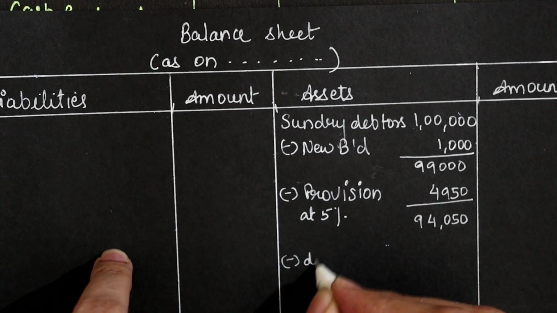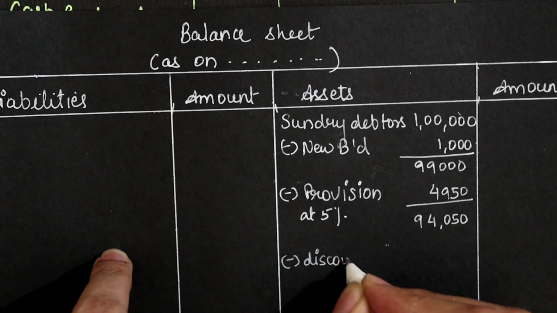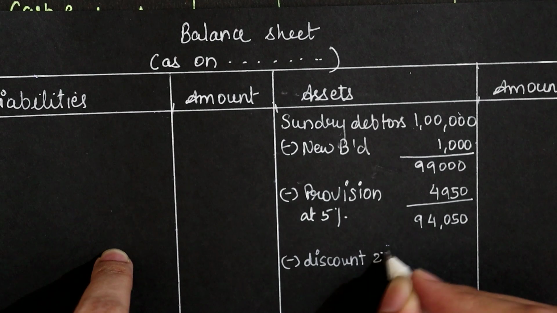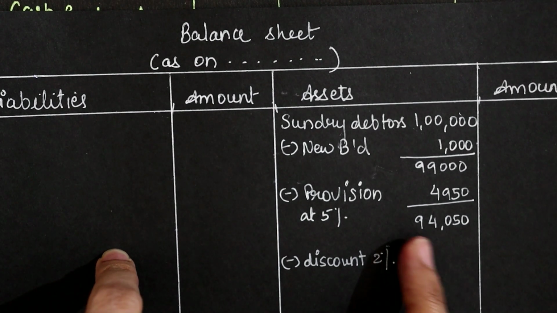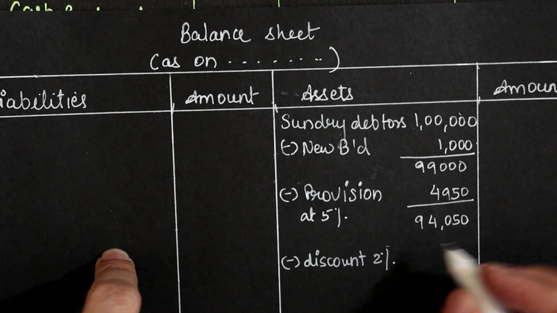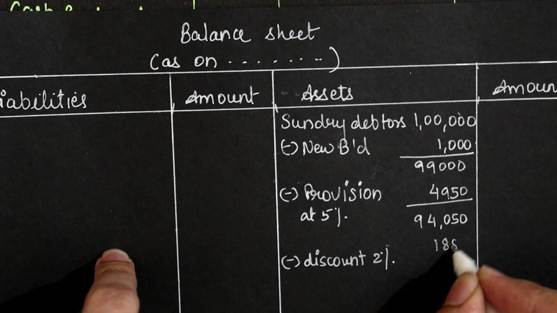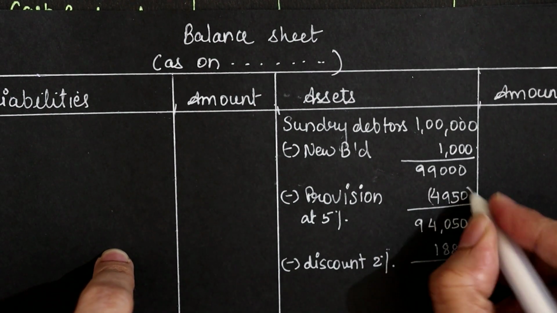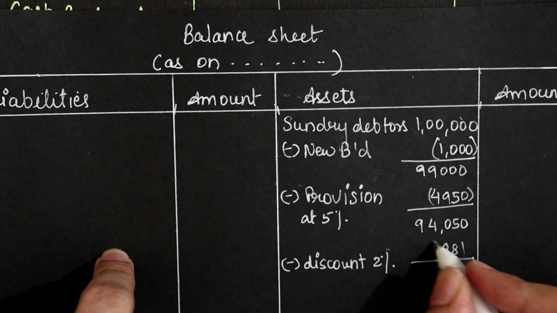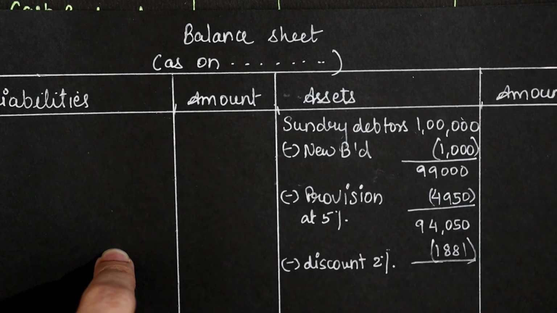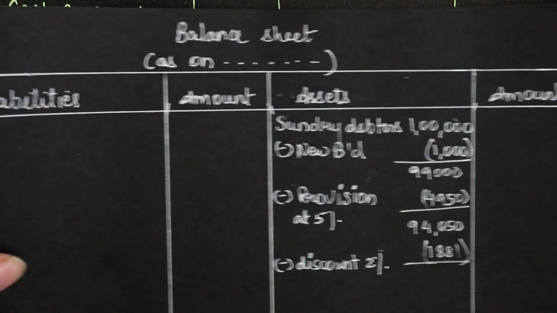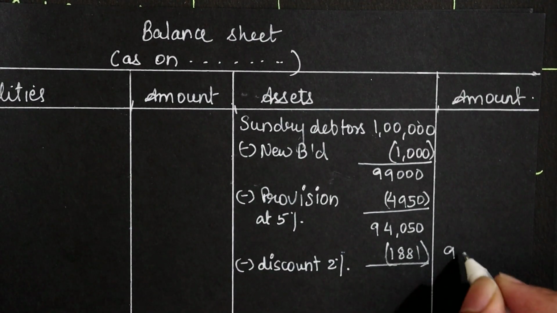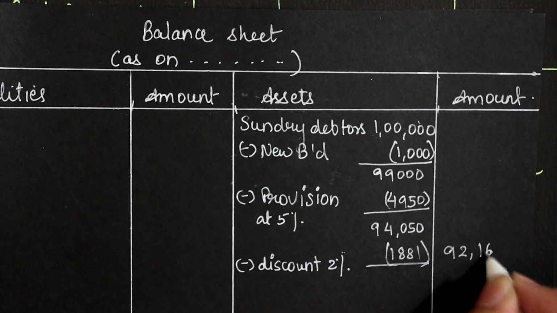Less discount, the rate of discount is 2%. 2% of 94,050 is 1,881. We have to reduce these values, that's why we will use the bracket sign. And now we get the final amount that we'll write, 92,169.